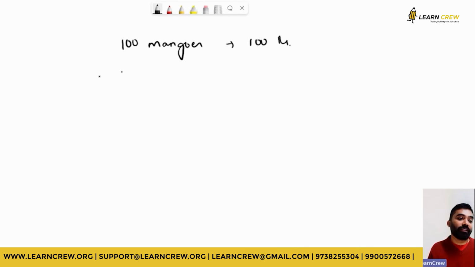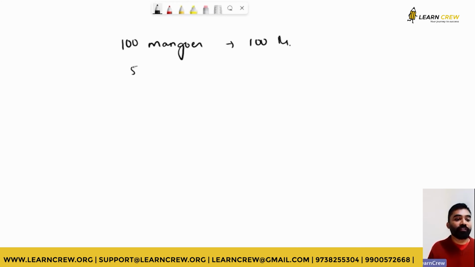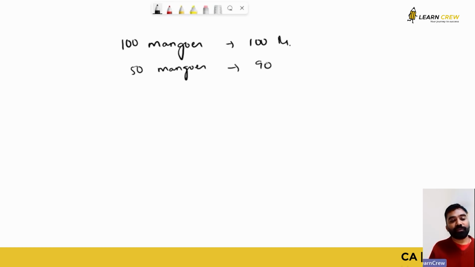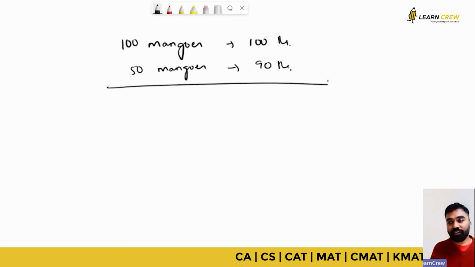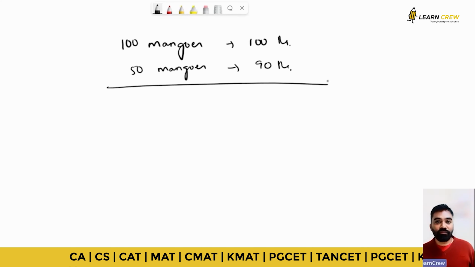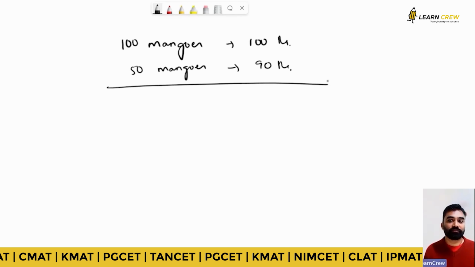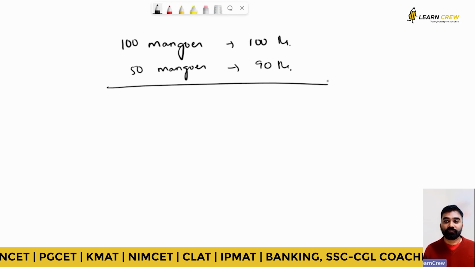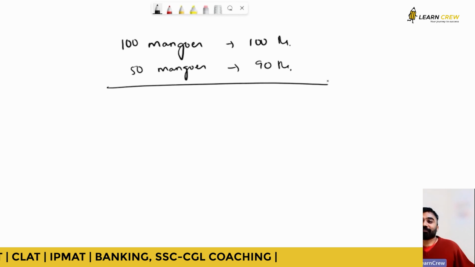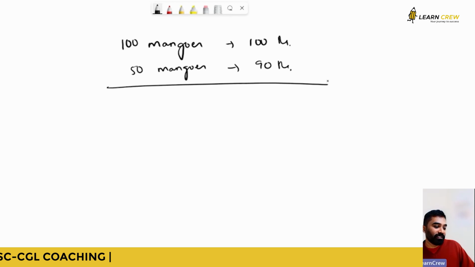You have got 100 mangoes at 100 rupees, and you went to a market and you sold 50 mangoes at 90 rupees. Are you making a profit or a loss? Profit. Everyone says profit. Online? Yes, sir.